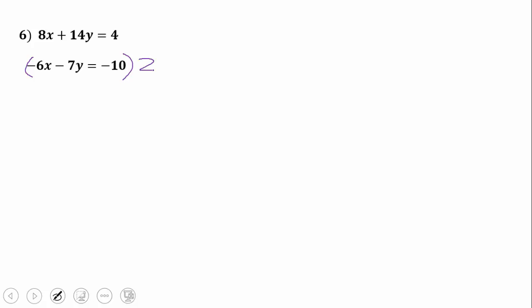So again, I'm going to multiply the second equation by a positive 2. And 2 times a negative 6x is negative 12x. 2 times a negative 7y is negative 14y. And 2 times a negative 10 is negative 20.